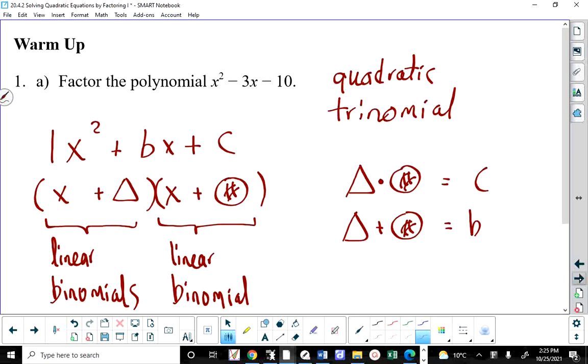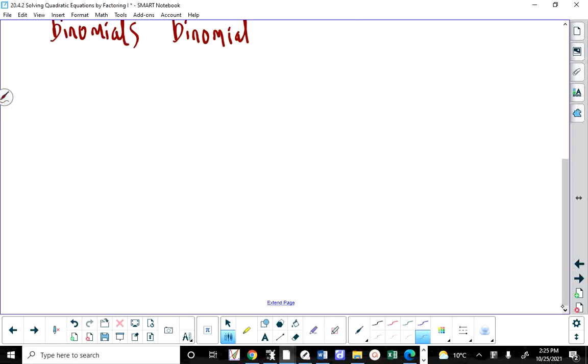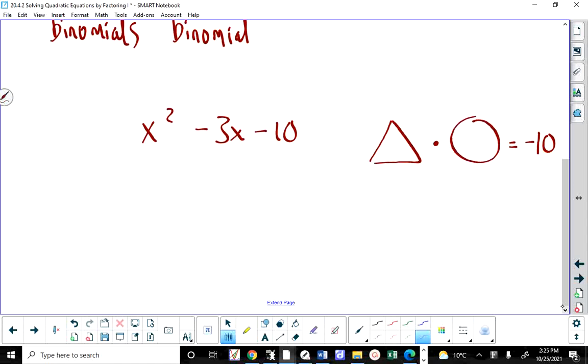So we want two numbers that multiply. Now let's get to what we're trying to do here. We have x squared minus 3x minus 10. We want to find two numbers that multiply to give negative 10. I'm going to use the symbols again. I like the symbols. We have to find two numbers that multiply to give negative 10. Those same two numbers have to add to give negative 3.